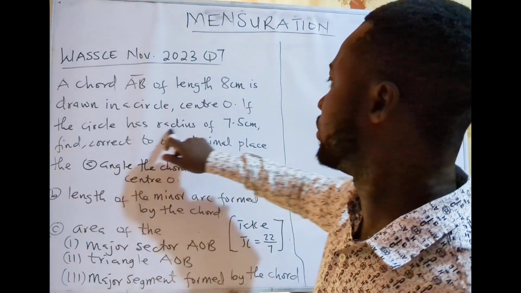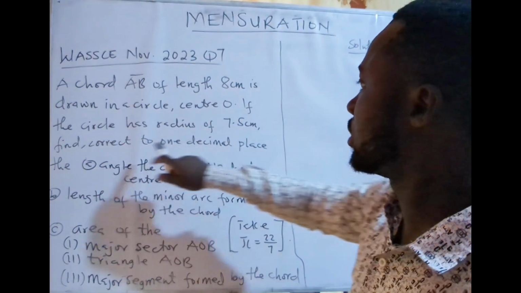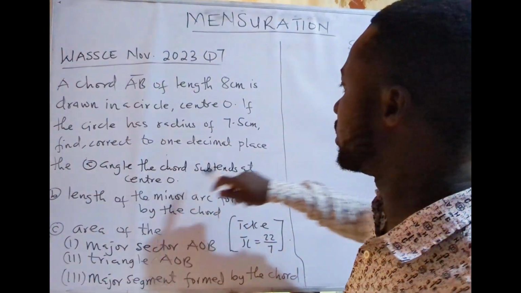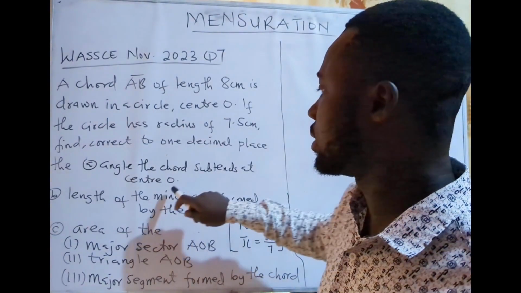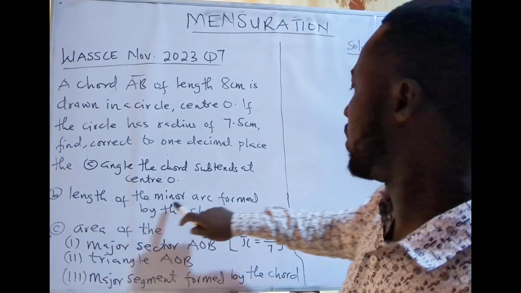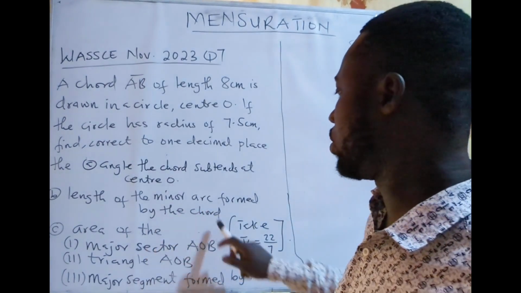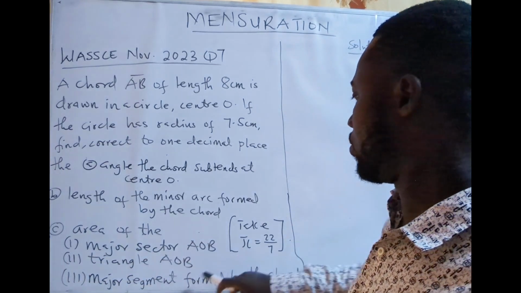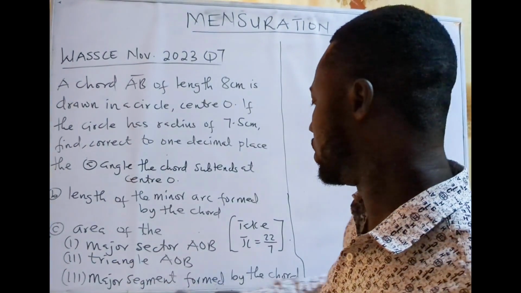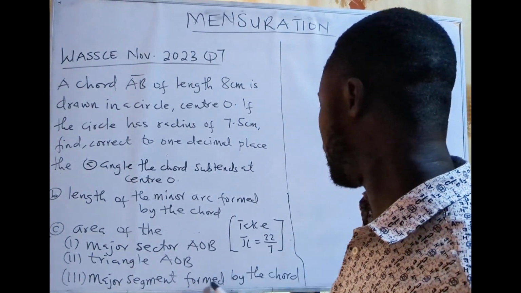If the circle has a radius of 7.5 centimeters, find correct to one decimal place: A, the angle the chord subtends at the center O; B, the length of the minor arc formed by the chord; C, the area of the (i) major sector AOB, (ii) triangle AOB, (iii) major segment formed by the chord.